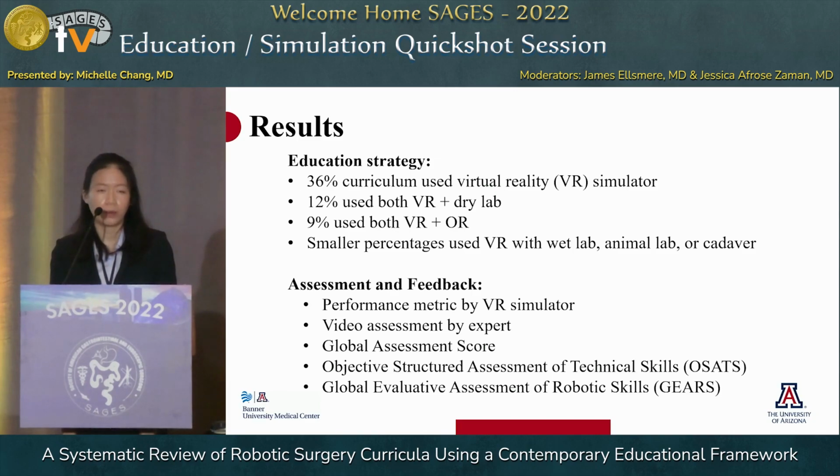Additionally, we also found that there was a range for how learners were assessed and got feedback. Some non-validated methods were using video review by experts and the performance metrics from the virtual reality simulator. Some of the validated methods were the objective structured assessment of technical skills, or OSATs, and then the global evaluative assessment of robotic skills, or GEARS.